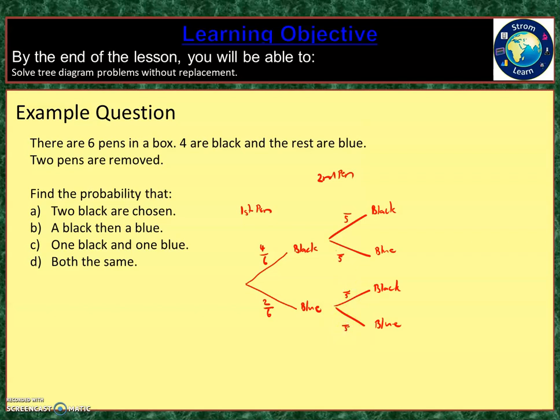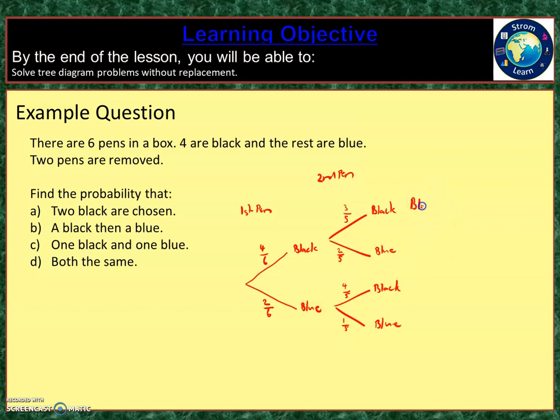Now the numerators are changing as well. So if I look at my first one, so if I took a black pen the first time, then there's not 4 black pens left, there's only 3 left. But I didn't take a blue pen, so there are still 2 blue pens left. Now the set of branches below show what happens if we took a blue pen the first time. So if we took a blue pen the first time, all 4 black pens are still there, but there's only 1 blue pen left.